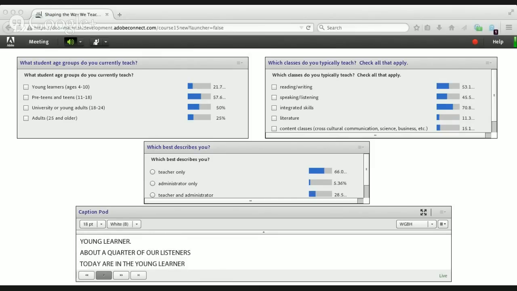And then the courses you typically teach: reading, writing, speaking, listening, a lot of integrated skills I'm seeing out there. Great. Literature, cross-cultural communication, or content classes like business English. Excellent. So it's like we have a nice range of people teaching different skills and different age levels. And then I see we do have a handful of administrator only, but some teacher administrator.